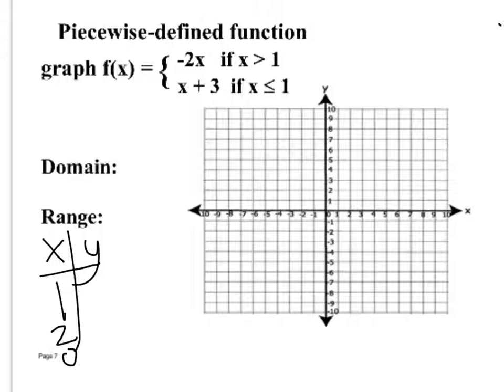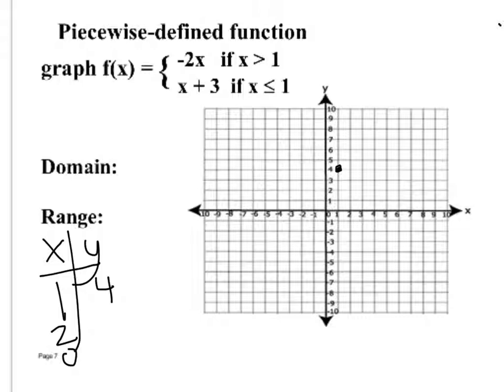So what's 1 plus 3? 4. So I need the graph 1, 4. And I need a closed circle because it includes 1, right? So it needs to be a closed circle.